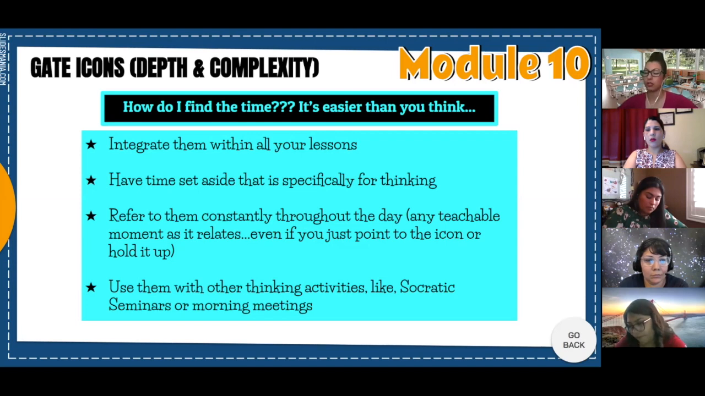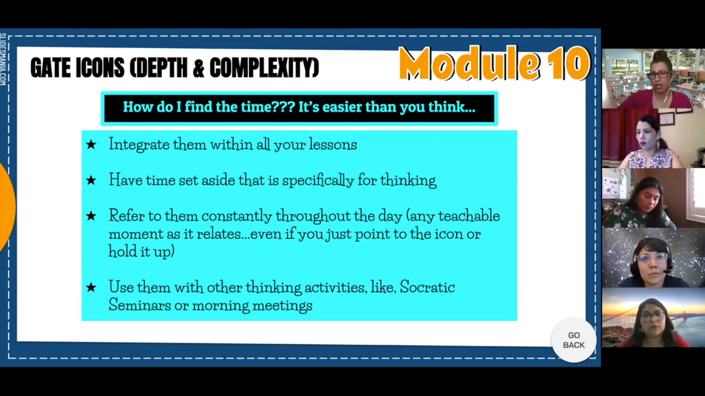There are all kinds of different ways to use it without it being a separate time, more of an embedded strategy. And of course, in the beginning, you are going to want to teach them how to use this. That would be separate time, but integrated with the topic that you're teaching them anyway.